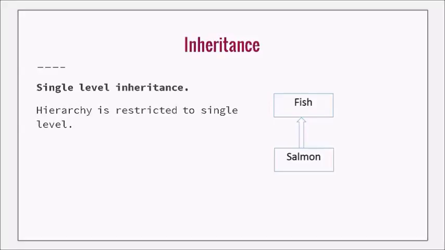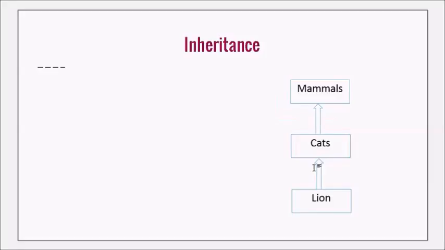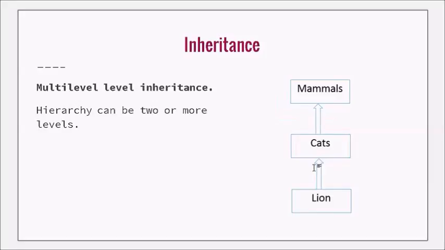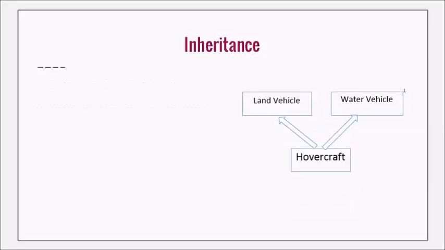The hierarchy in this scenario is restricted to just two classes, or the hierarchy level is single. The second type is multi-level. Multi-level can be two or more levels, it might be 3, 4, 5, 6, and so on. Here, as you can see, cat is a type of mammal, and lion is a type of cat. So there are 3 levels here, and that is why it is called multi-level inheritance.